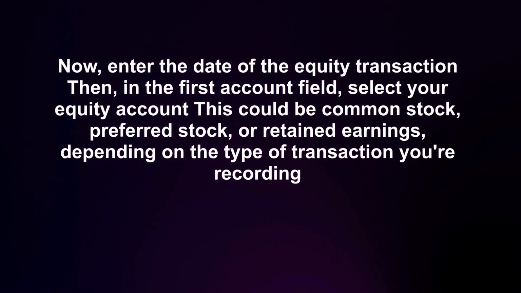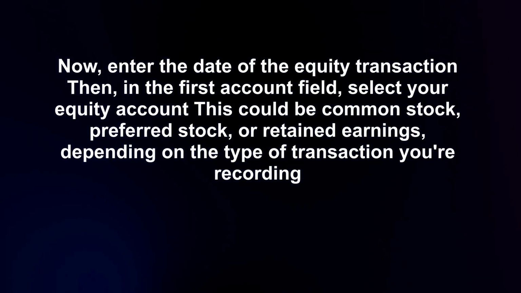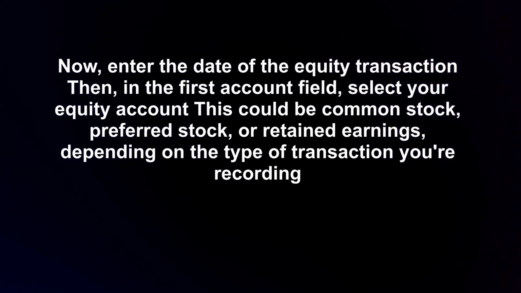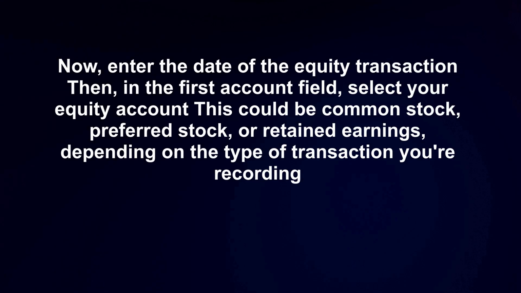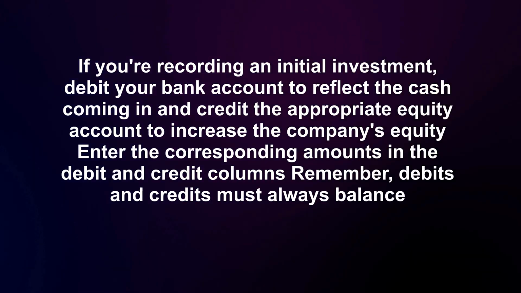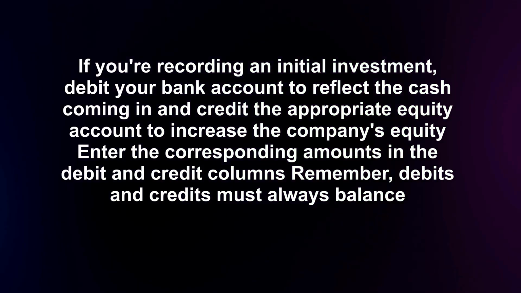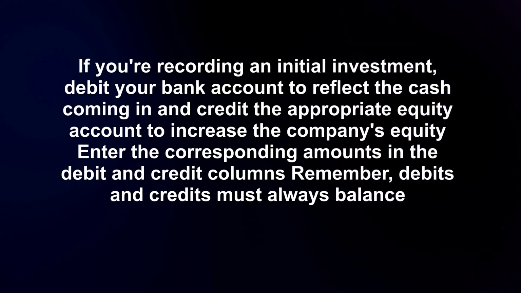Now, enter the date of the equity transaction. Then, in the first account field, select your equity account. This could be common stock, preferred stock, or retained earnings, depending on the type of transaction you're recording. If you're recording an initial investment, debit your bank account to reflect the cash coming in and credit the appropriate equity account to increase the company's equity.